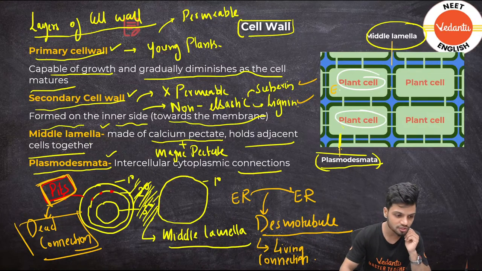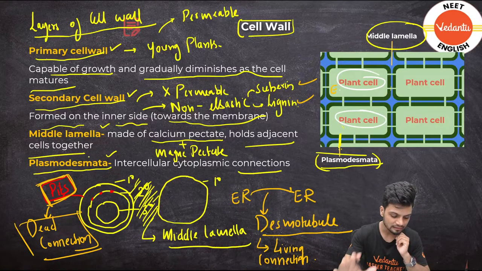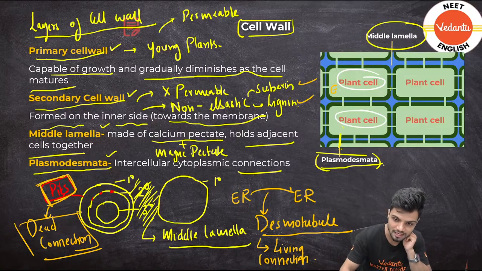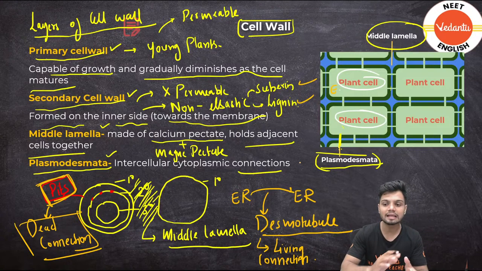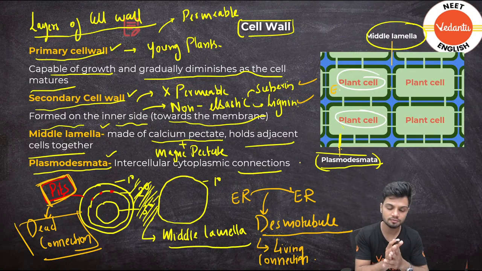We have the living connections. We have the dead connection here. And the plasmodesmata help in connecting the different cytoplasms. Okay?